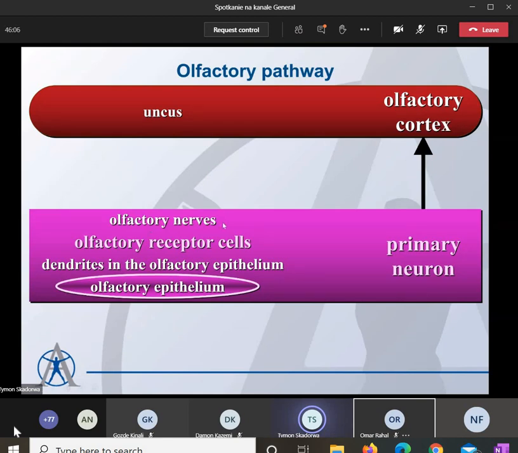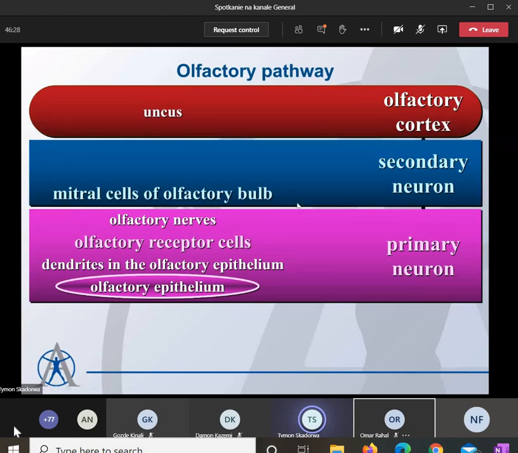Now, the olfactory nerves enter the anterior cranial fossa through the small foramina within the cribriform plate of the ethmoid bone. So they run through the skull base, through the cribriform plate, and they enter the olfactory bulb. And this is where we are in the secondary neuron, the olfactory bulb, and the mitral cells within the olfactory bulb. The mitral cells send out axons that form the olfactory tract.